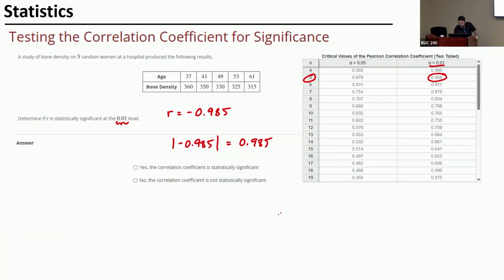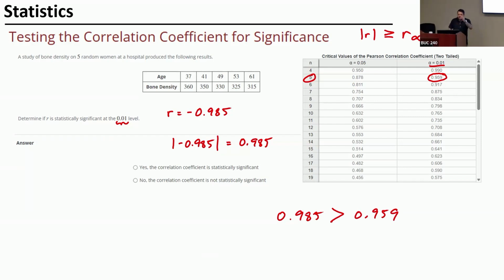0.959. So is 0.985, and I've got 0.959. Which one is larger? 0.985. Yeah. 0.985 is larger. Remember what this says. If the absolute value of R is greater than or equal to R of alpha, it is statistically significant. So this becomes a yes. So it matters. That's what it's saying. That data matters. There is some significance to this data and it matters.